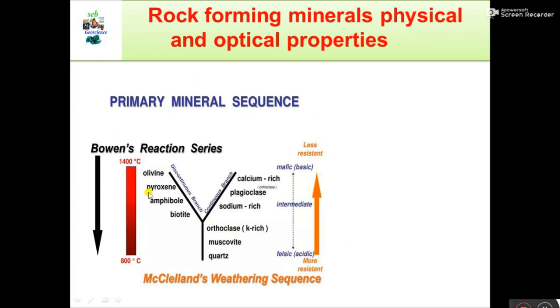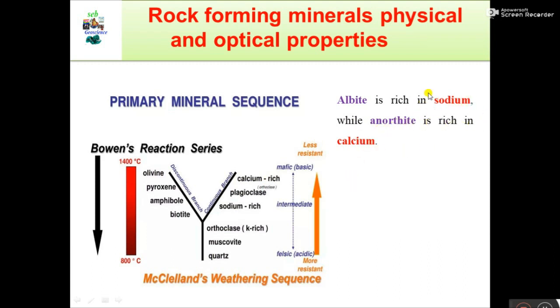In Bowen's reaction series, which we have discussed in this section, this is the discontinuous series. This one is the continuous series during magma crystallization. Calcium rich we call anorthite, and sodium rich we call albite. This part is plagioclase at high temperature, parallel to olivine, forming calcium rich plagioclase, which we call anorthite.